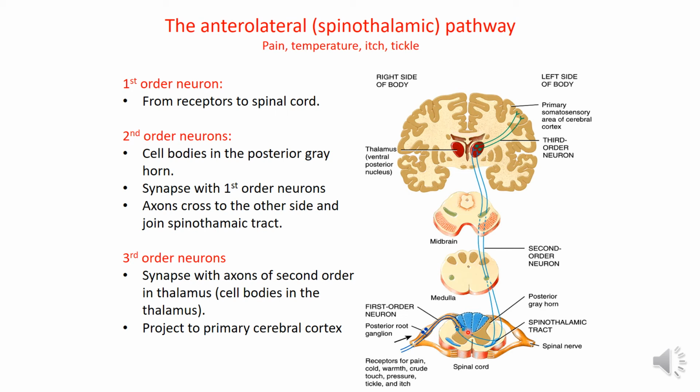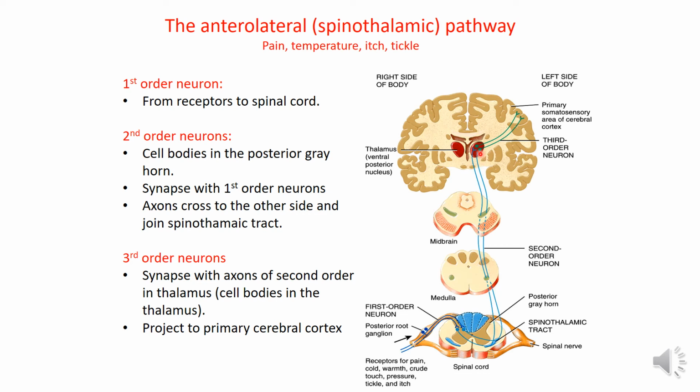The second order neuron will arise from the sensory nuclei of the dorsal horn. Then the fibers cross in front of the central canal of the spinal cord to ascend in the anterolateral column of the opposite side until they terminate in the thalamus.